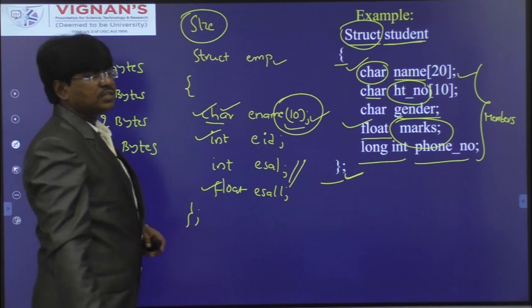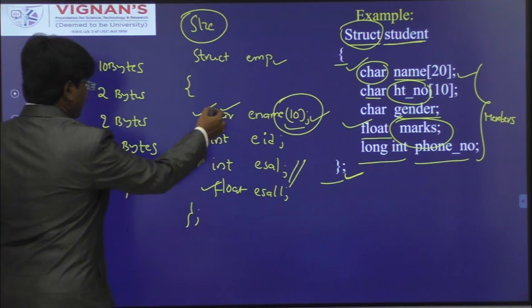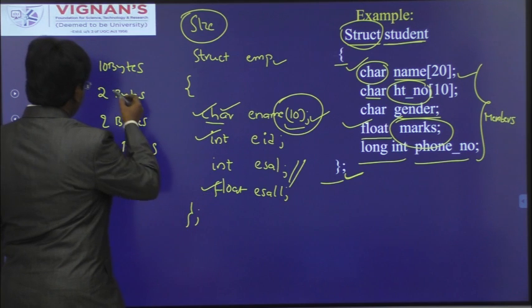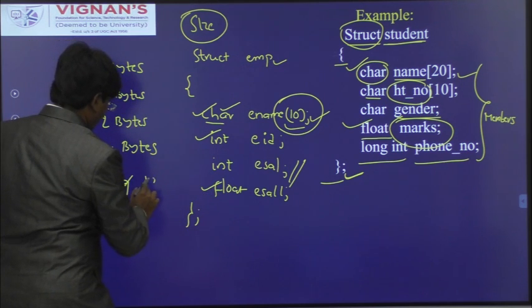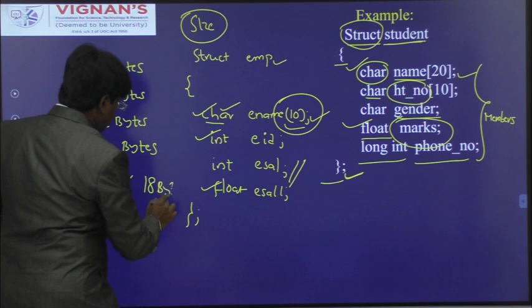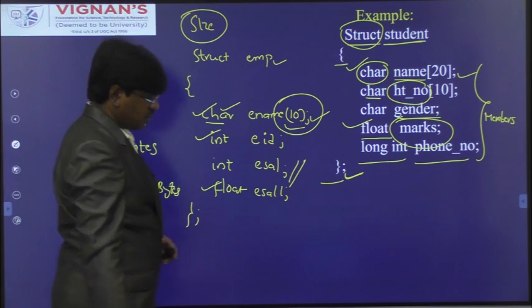Now tell me, what is the size of this particular structure? 10 plus 2 plus 2 plus 4. That is nothing but 18 bytes. So in this way you have to calculate the size of the given structure.